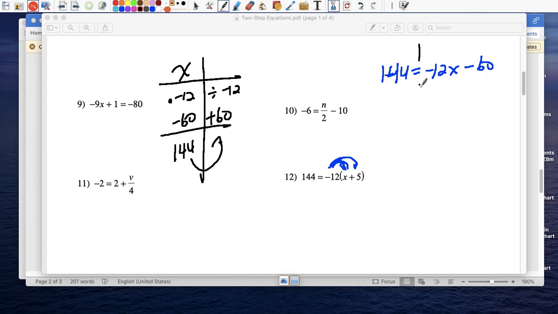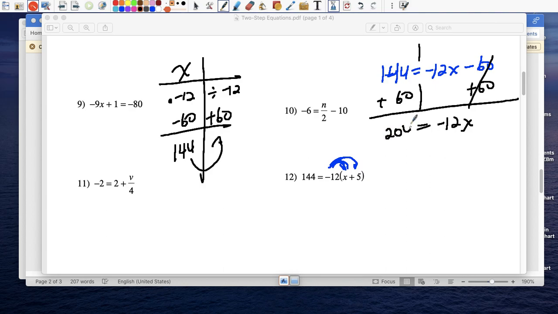So equation, separate in the middle. Let's add 60 here. Let's add 60 here. This goes away. I'm left with negative 12x, which is 204, positive. Then I'm going to divide this side by negative 12, and divide this side by negative 12. That gives me positive x, and 204 divided by 12 is 17, negative. That's my answer.